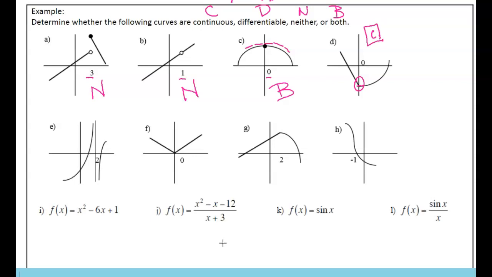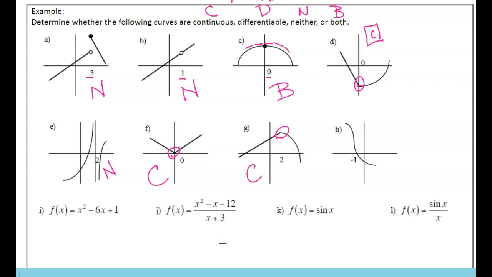All right, let's look at E. That line, remember, that's an imaginary vertical asymptote. So there is a break there. That's infinite discontinuity. So this is neither. All right, F, that would be an absolute value equation. It is continuous, but because of that sharp point, it's not differentiable. So we're only going to say continuous. All right, let's look at G. G is continuous because there's no holes, but we kind of have a sharp point there. See, it's not a smooth point. So that one is going to be continuous.